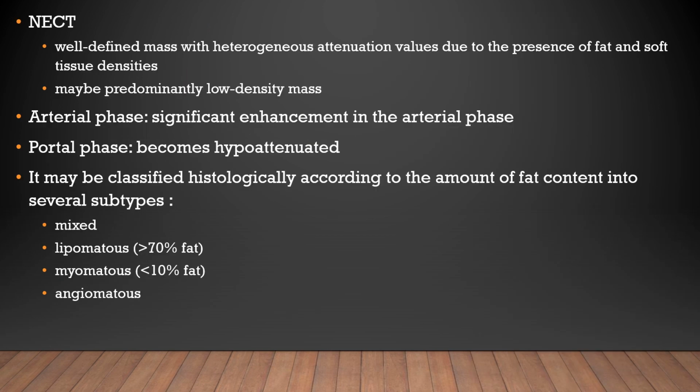So what are the imaging findings? As we have seen, there is a well-defined mass with heterogeneous character due to presence of fat and soft tissue. It might be a predominantly low density mass. On arterial phase it shows significant enhancement. In portal phase it becomes hypoattenuated. It may be classified histologically according to the amount of fat content into several subtypes like mixed, lipomatous, myomatous and angiomatous. It becomes lipomatous when there is more than 70% fat, and it becomes myomatous when there is less than 10% of fat.